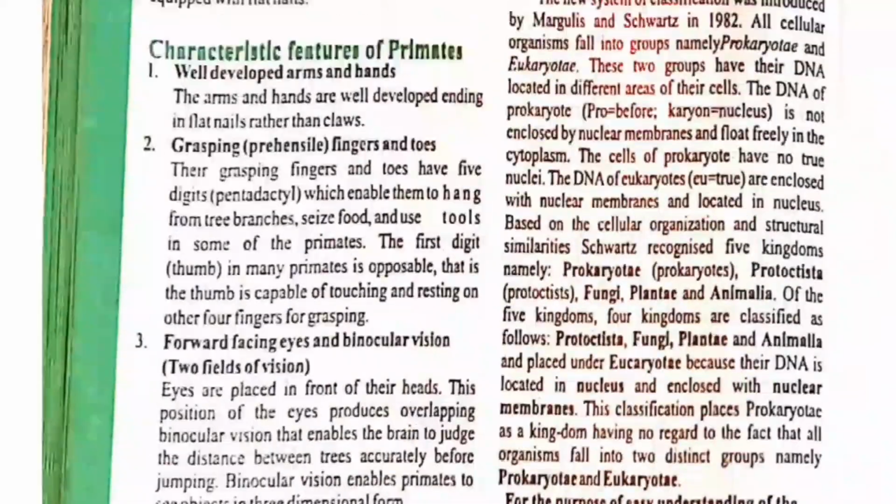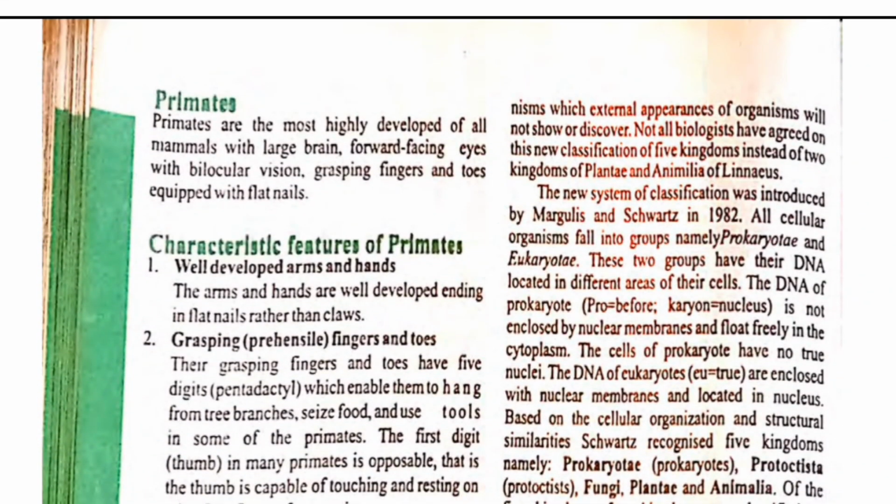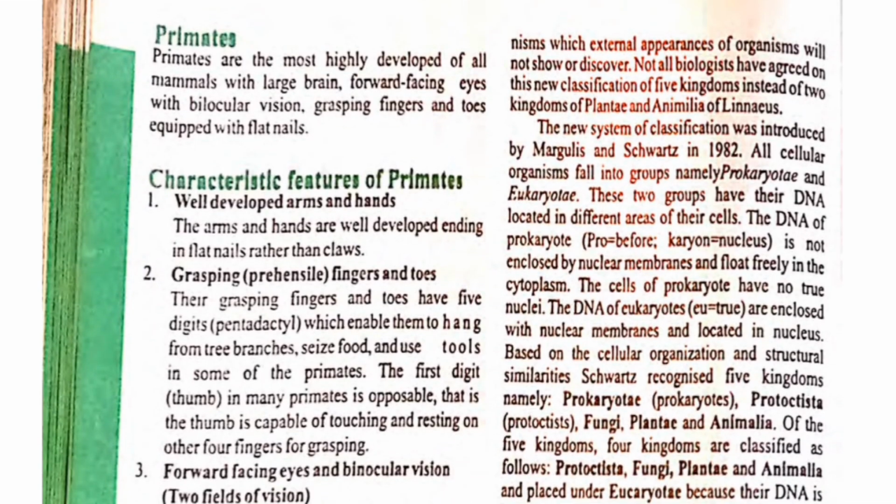Alright, so now let us look at it. It says the new system of classification was introduced by Magalhaes and Schwartz in 1982. Take note, Magalhaes and Schwartz in 1982. All cellular organisms fall into two groups, namely prokaryota and eukaryota. These two groups have their DNA located in different areas of their cells.